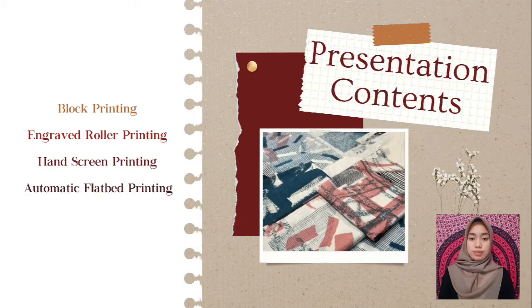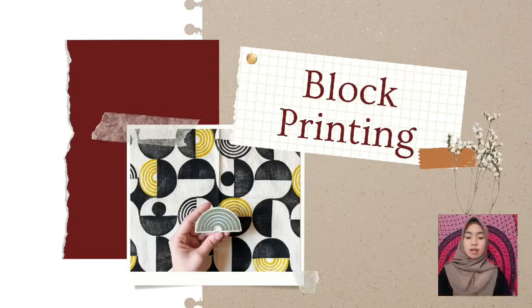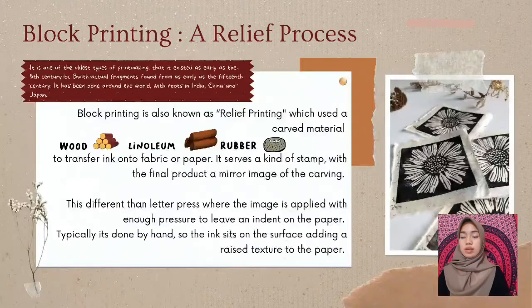Here are our presentation contents. The first one is block printing, the second one is engraved roll printing, the third one is hand screen printing, and last is automatic flatbed printing. Alright, the first one is about block printing, a relief process.